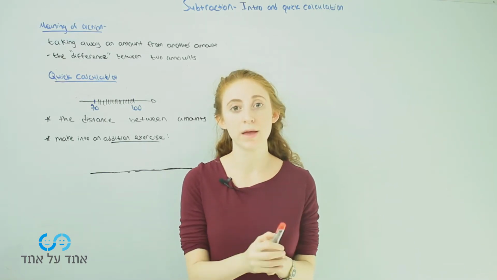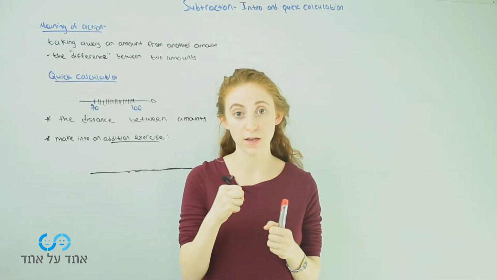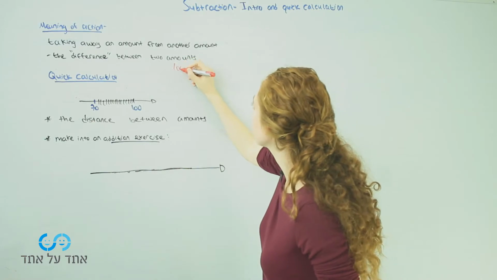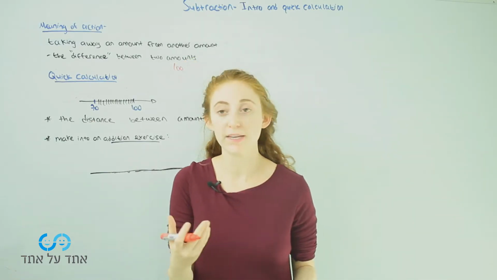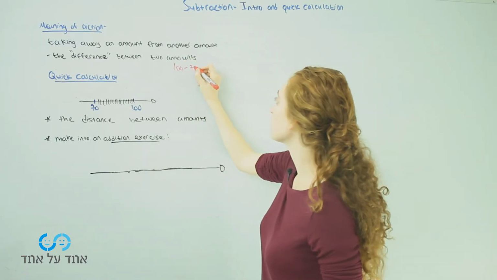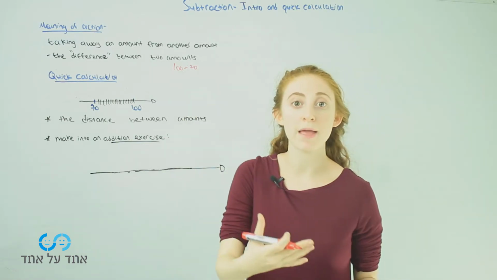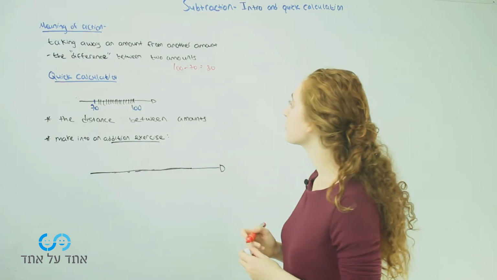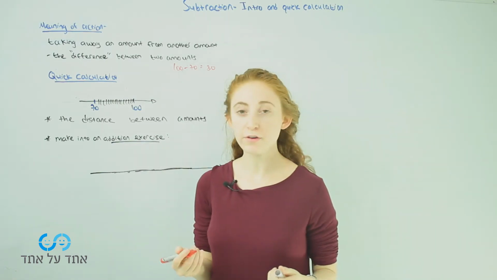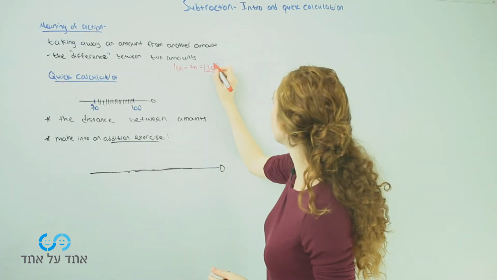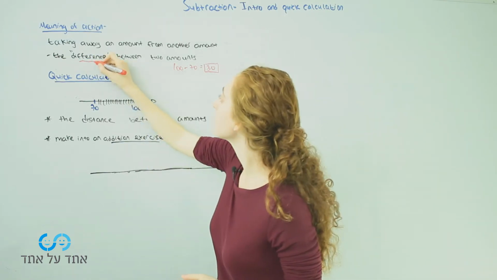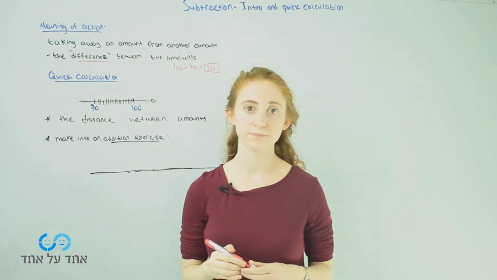Subtraction is taking an amount and taking away a certain amount from that amount. Let's say I have 100 shekel and I'm giving away or I'm taking away 70, right? This is what subtraction means. I'm taking away an amount from another amount. What I'll be left with is 30. 30, which is the result of my subtraction, is called the difference between the two amounts.